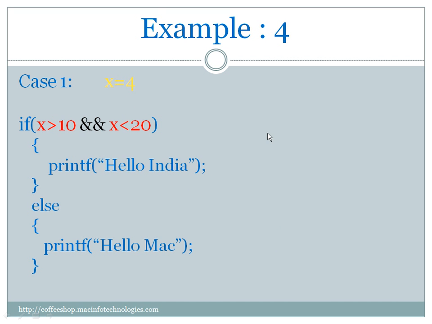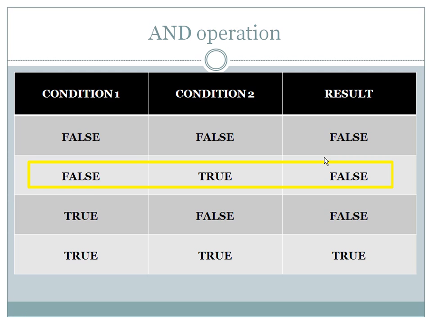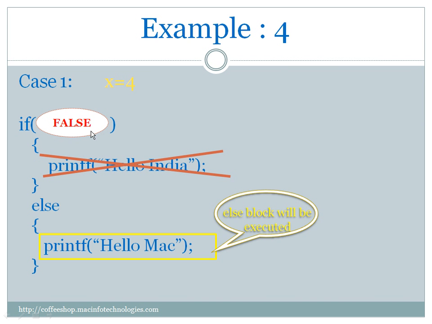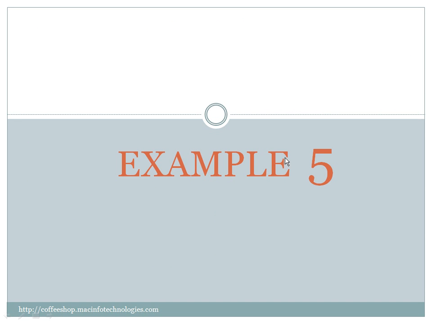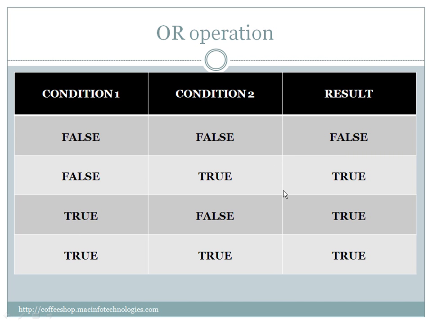So in this example, we have x is equal to 4. 4 greater than 10 evaluates to false. 4 less than 20 is true. So we have an AND operation here. What happens if one condition is false and the other condition is true in the AND operation? You can see one condition is false and the other is true. We get the total result as false. So the condition evaluates to false, the if block is skipped and the else block is executed. So we get output hello Mac.